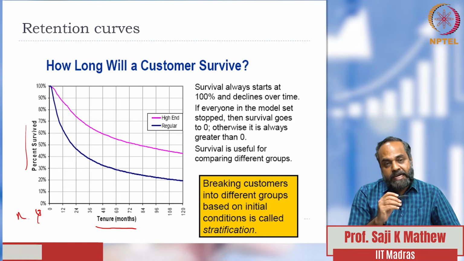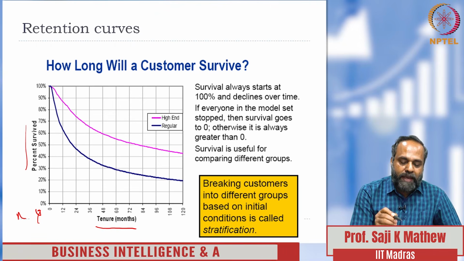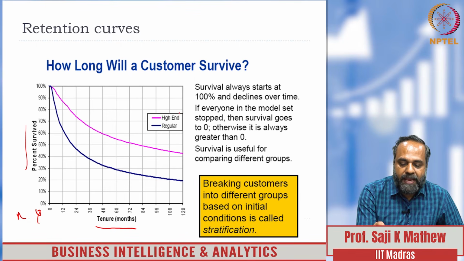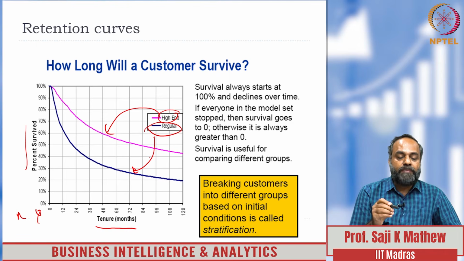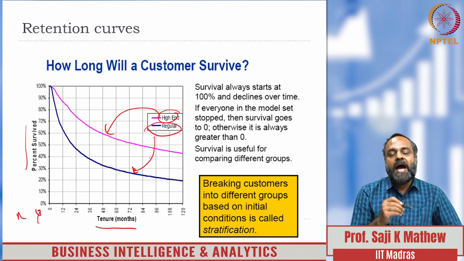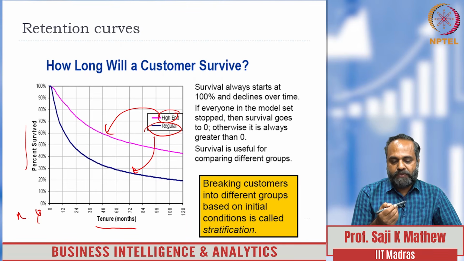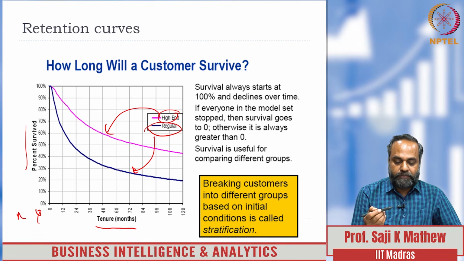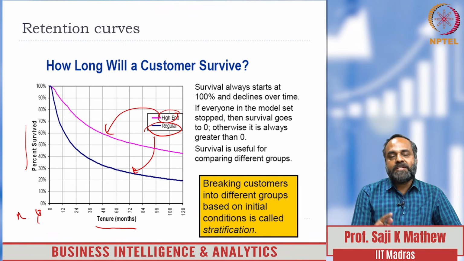In terms of their buying behavior, you may classify the cohort into two groups. One is the high end group, the other is the regular group. Generally the high end customers have better survival or better retention than customers in the low end. That is a pattern visible in the graph that is plotted. Now you can derive certain interesting facts from here.